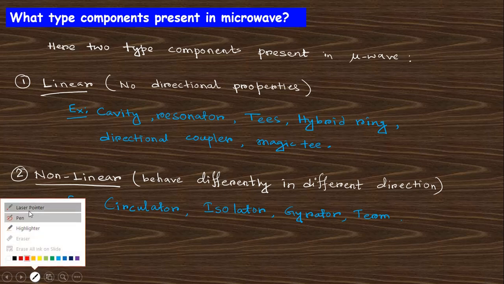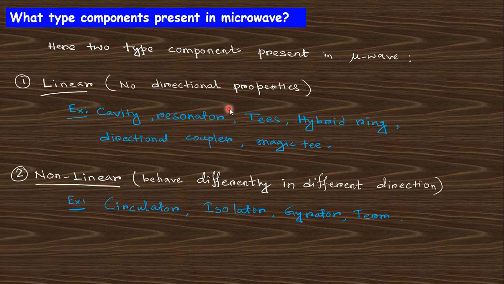So let's start. In the previous lecture we already discussed that there are mainly two types of microwave components. That means when the microwave transfers from one point to another point, various junctions may be present, and these junctions can be classified into two types: linear, which has no directional property, that means its property will be the same in all directions, and non-linear, which behaves differently in different directions, that means it depends on the direction.